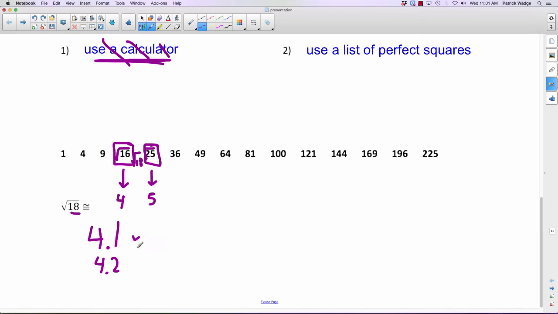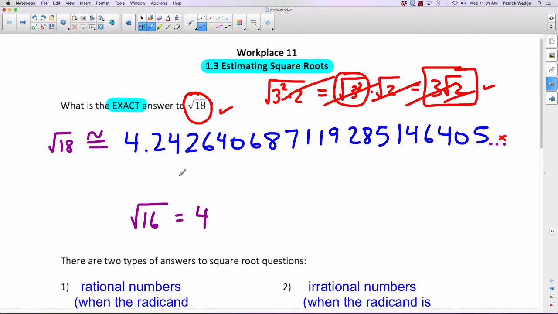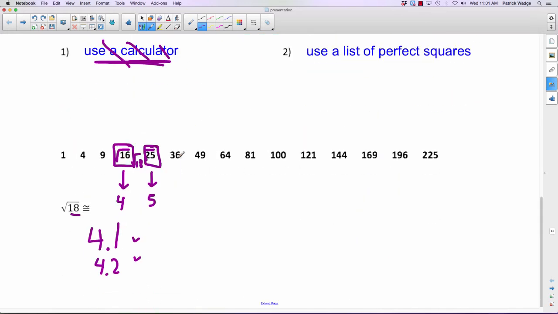Either one of those I would mark correct as an estimate. Now the actual answer we know is 4.24. So actually, you know what? 4.3 is actually not a bad estimate as well. That's usually what I do, I'll give you 3 possibilities as your answer. Not always, but usually. Okay? Great. Let's do some more.